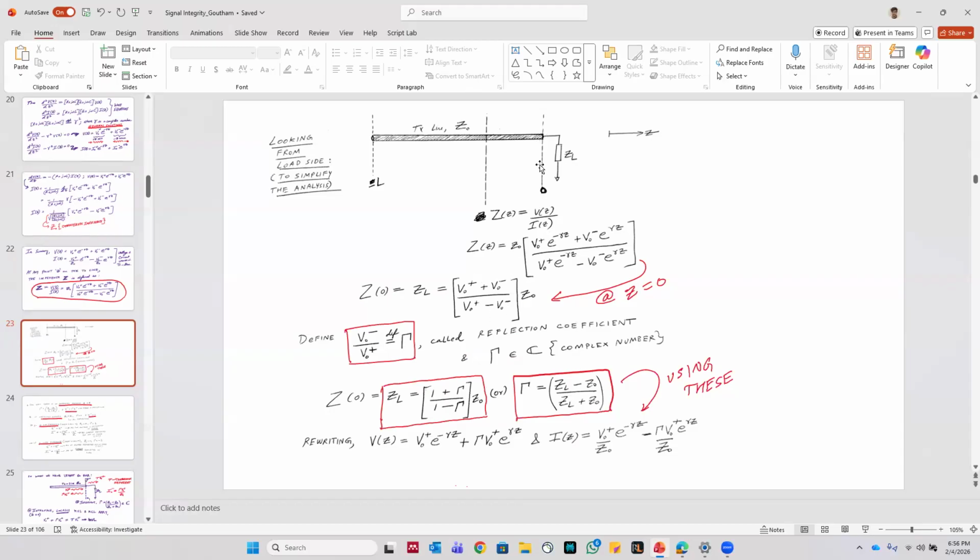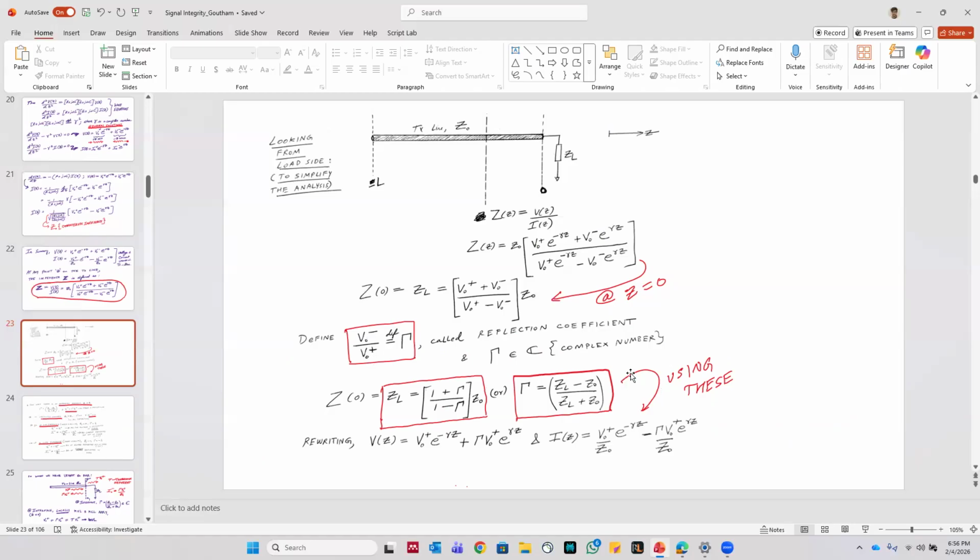But at the same location, Z equals 0, the impedance is also ZL, right? So ZL is equal to this. And then when you rearrange everything, you essentially can get an expression for the reflection coefficient, which is (ZL minus Z0) by (ZL plus Z0), okay? where the reflection coefficient is just defined as the ratio of the amplitude of the reflected wave to the amplitude of the incident wave. Okay.